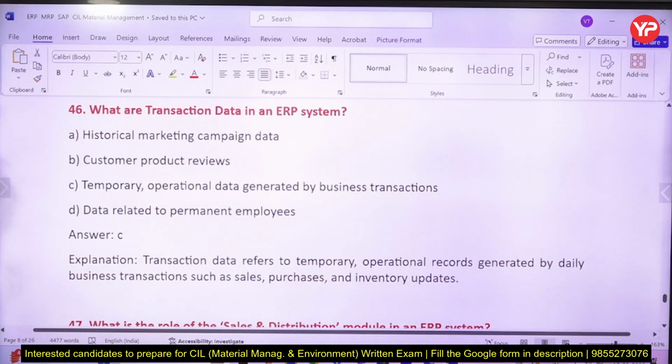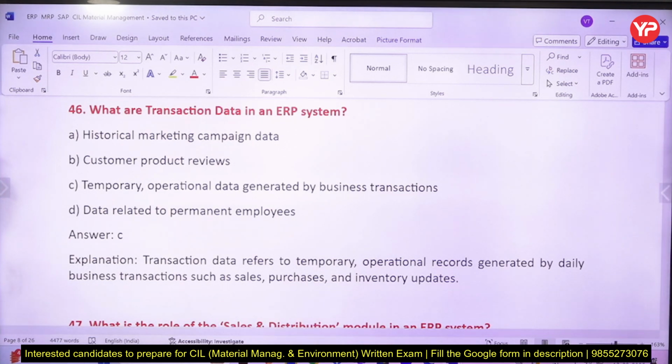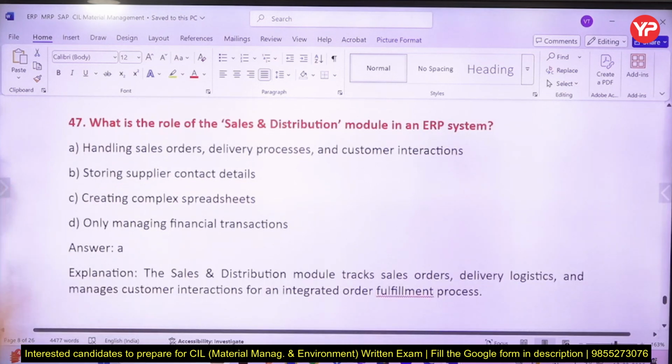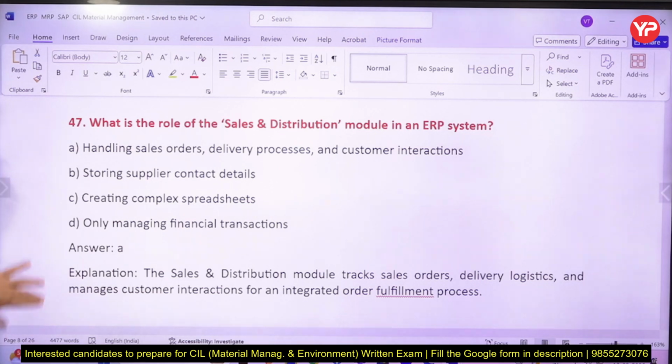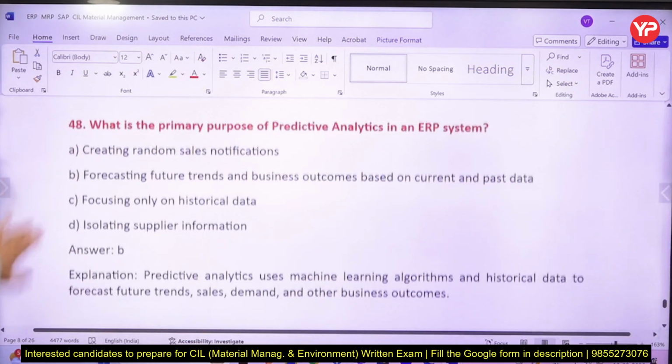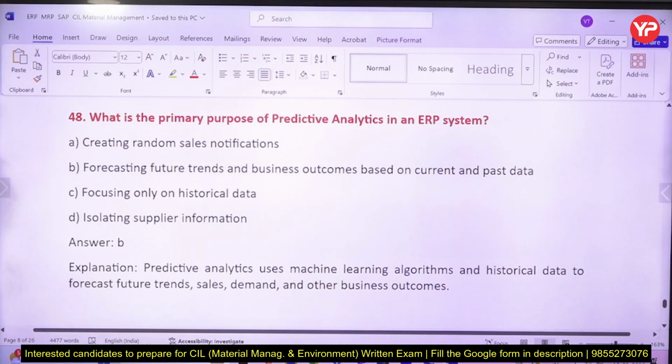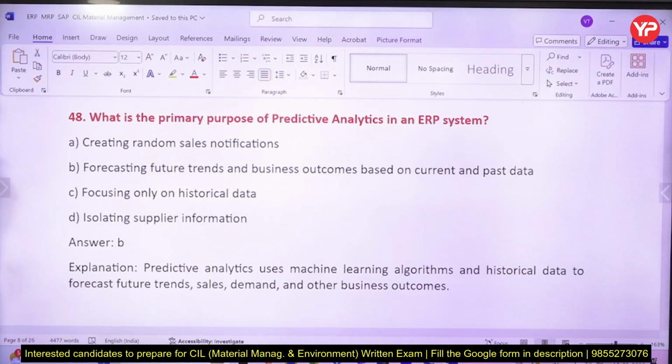What are transaction data in ERP system? Temporary operational data generated by business transactions. What is the role of sales and distribution module in ERP? Okay. So last two questions, friends. What is the primary purpose of predictive analytics in ERP system? Forecasting future trends and business outcomes based upon current and past data.